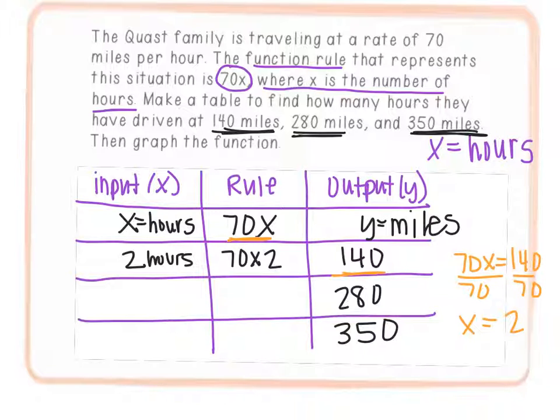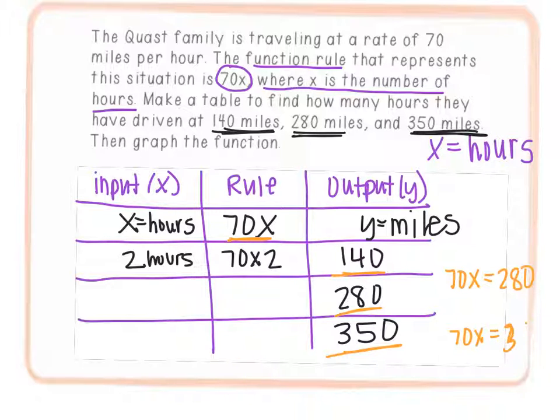Okay, I'm going to erase my work over here, and I'm going to try it for the next rule. Not the next rule. Our rule always stays the same. I'm going to try it for the next quantity of miles. So I'm going to do 70x equals 280. And I might as well do the last one with it, 70x equals 350. I'm solving for x, so I'm going to divide by 70 on both sides.